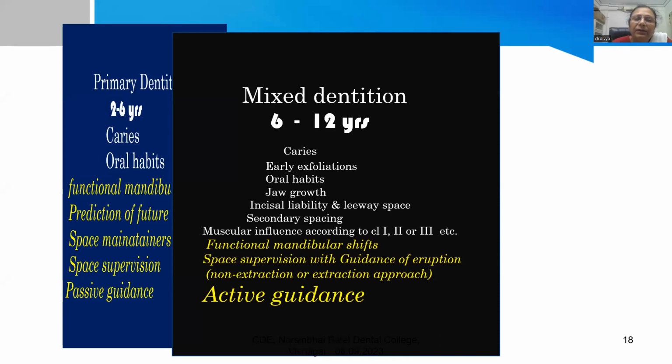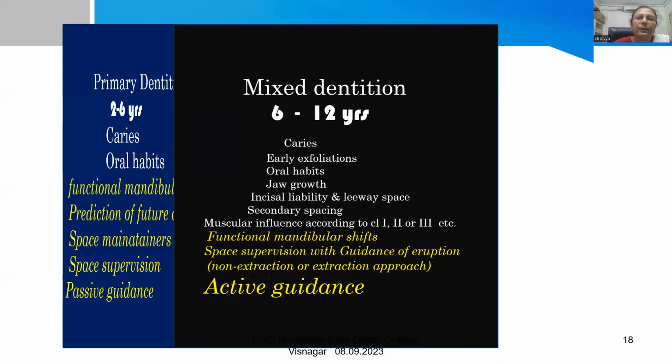Incisor liability, that means incisor exchange, is there, so we should take care of the incisor liability and the leeway space. Secondary spacing is occurring, and we should take care of that. Muscular influences change according to whether it is class 1, class 2, or class 3. So all different muscles will act on the arches and on the bone. The same thing, we should consider functional mandibular shift, and we should start space supervision with guidance of eruption, be it the non-extraction or the extraction approach. And here we should go for the active guidance.